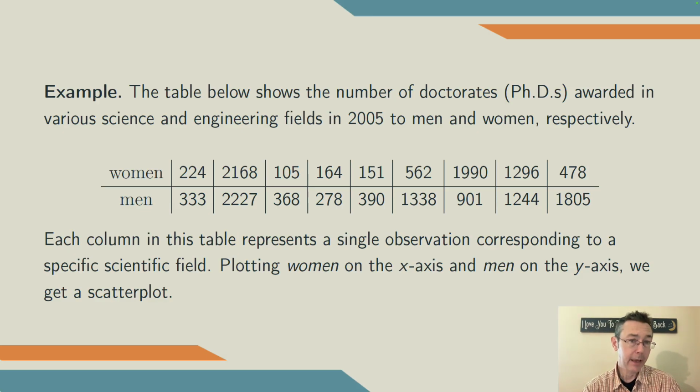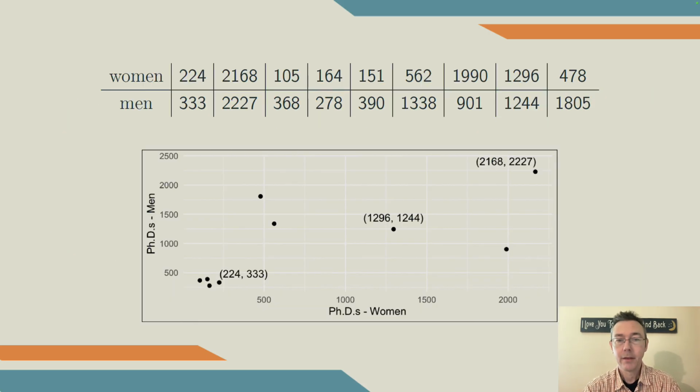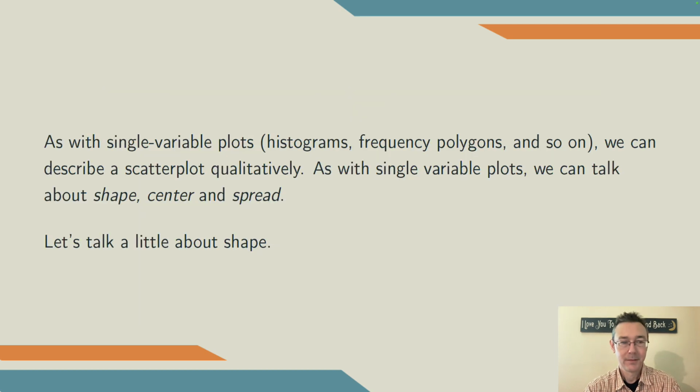So I'm going to put women on the x-axis and men on the y-axis for no particular reason to get a scatter plot. Here it is. Each observation has one point, so if you count up the number of points in this plot, you'll get exactly the same as if you count up the number of columns that have numbers in it in this table. And I've labeled a few of the points for clarity. For instance, that observation 224, 333 in the lower left of the plot matches up exactly with the first numerical column in this table.